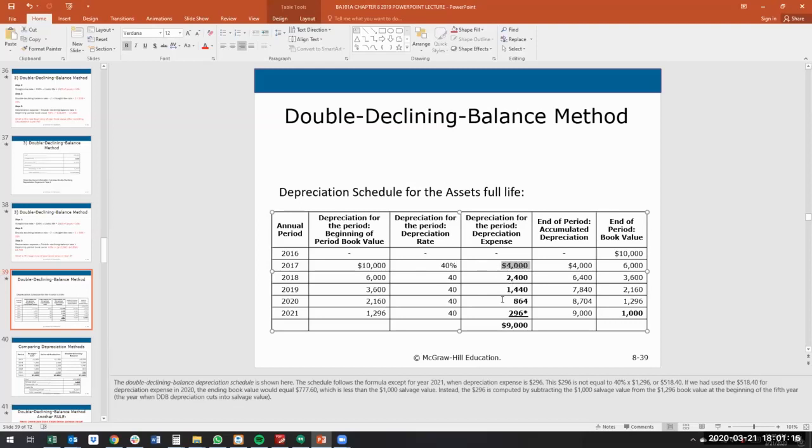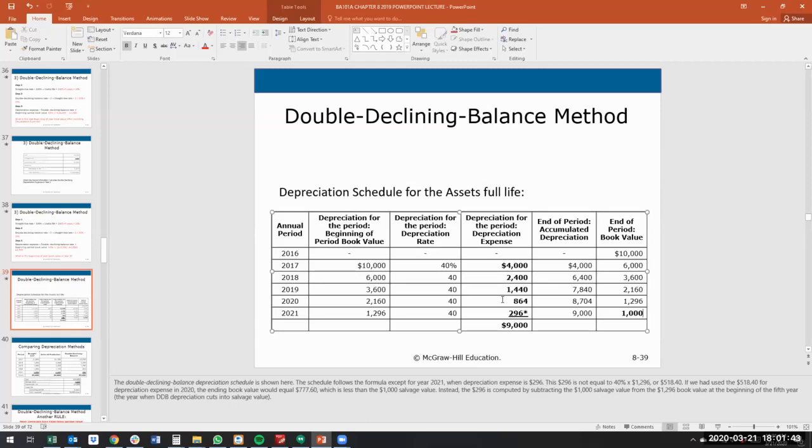The difference here between the straight line and the double declining is the double declining doesn't use the salvage value, while the straight line uses the salvage value in its multiplication. Then this is our end of period accumulated depreciation and our net end book value. Then we're going to take the net end book value and multiply it by the 40%, which is where we get the 2,400. And we continue so on and so forth to calculate the net book value and then multiply it by the 40% until we get to the end.